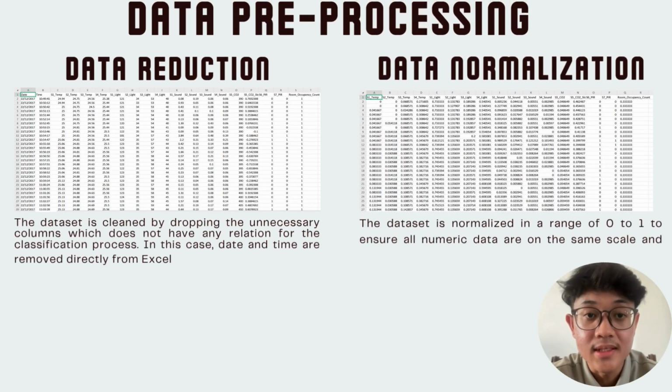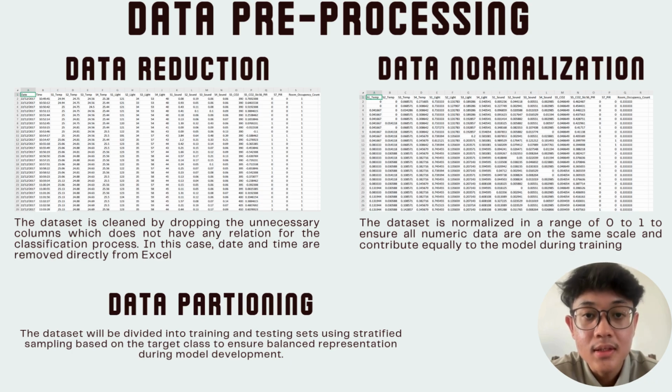Data pre-processing. For data reduction, the dataset was cleaned by removing irrelevant columns, such as date and time, which are not related to the classification process. Then we do data normalization using Weka. The numerical features were normalized to a range between 0 and 1 to ensure that all values are on the same scale and contribute equally during model training.